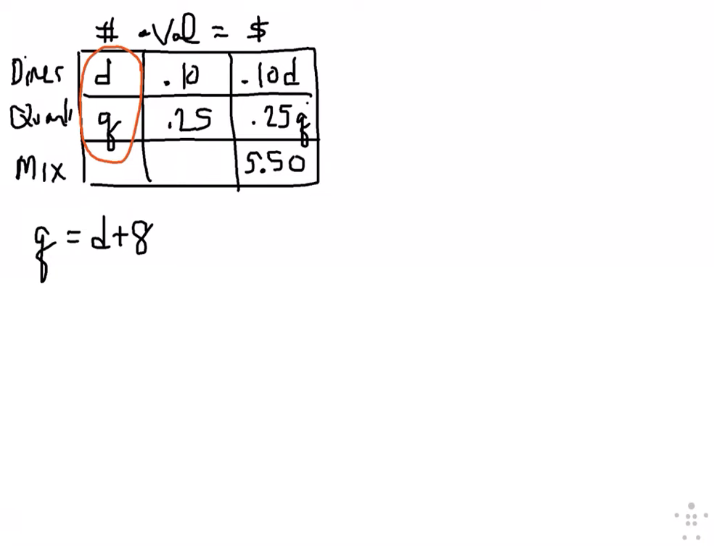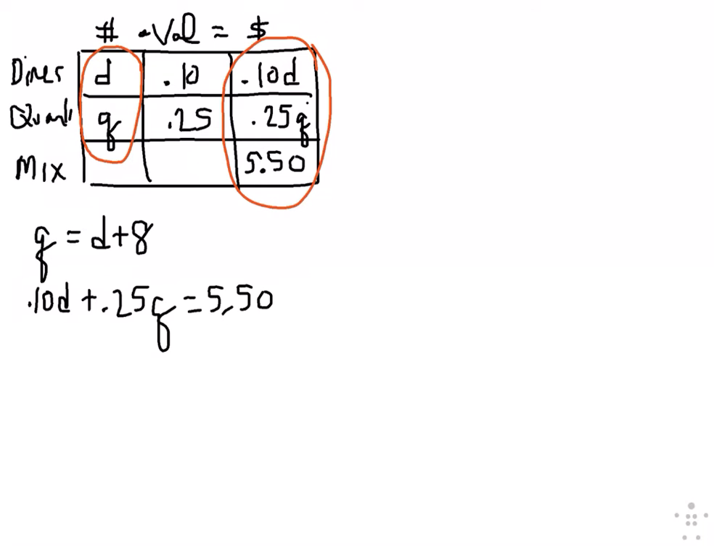And then the second equation is going to come from this third column, right? So we get 0.10D plus 0.25Q equals 5.50, right? Now let's see, substitution jumps right out, right? Because we could take the D plus 8 and put it in there. So let's do that. This is our system.